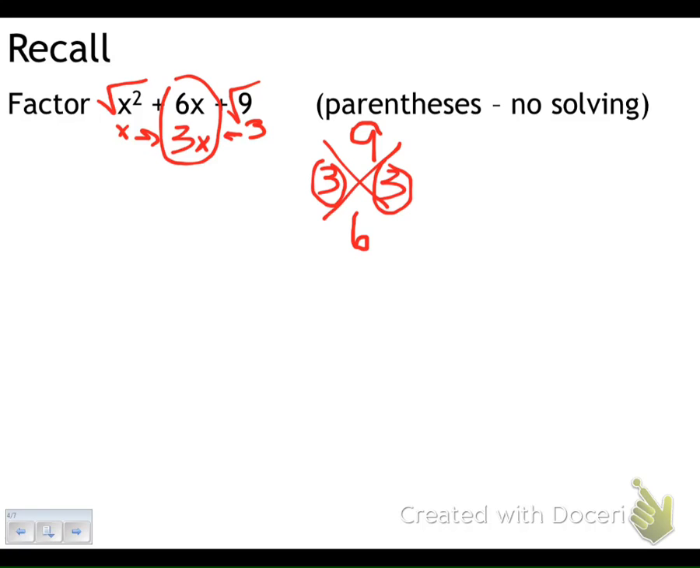So either we pull from here, or we're going to pull from here. Either way, we're going to end up with x and 3. So it's going to be x plus 3 times quantity x plus 3.